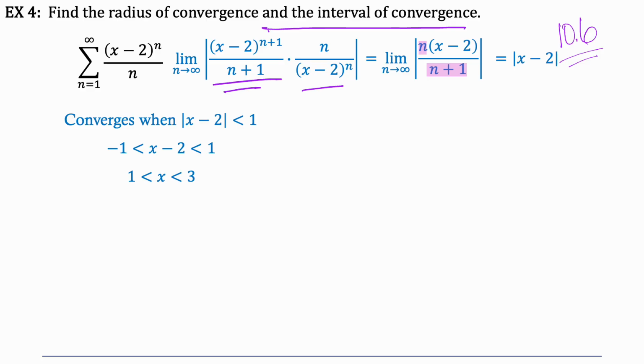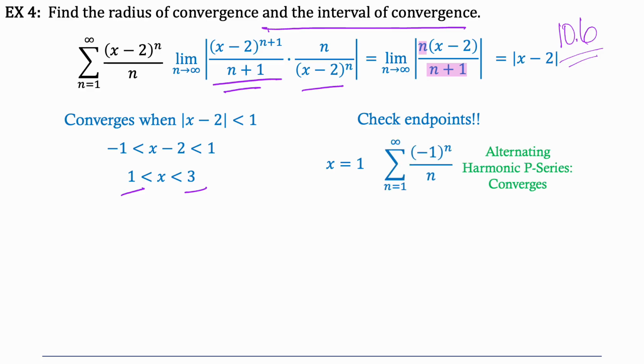Now, we need to check to see if the power series works at 1 or at 3. We need to check the endpoints. So let's plug in 1. We're going to plug in 1 to our power series. That gives us the alternating harmonic series, which we know converges. All right, so let's see. If we plug in 3, oh, that's just the regular harmonic series, which diverges.